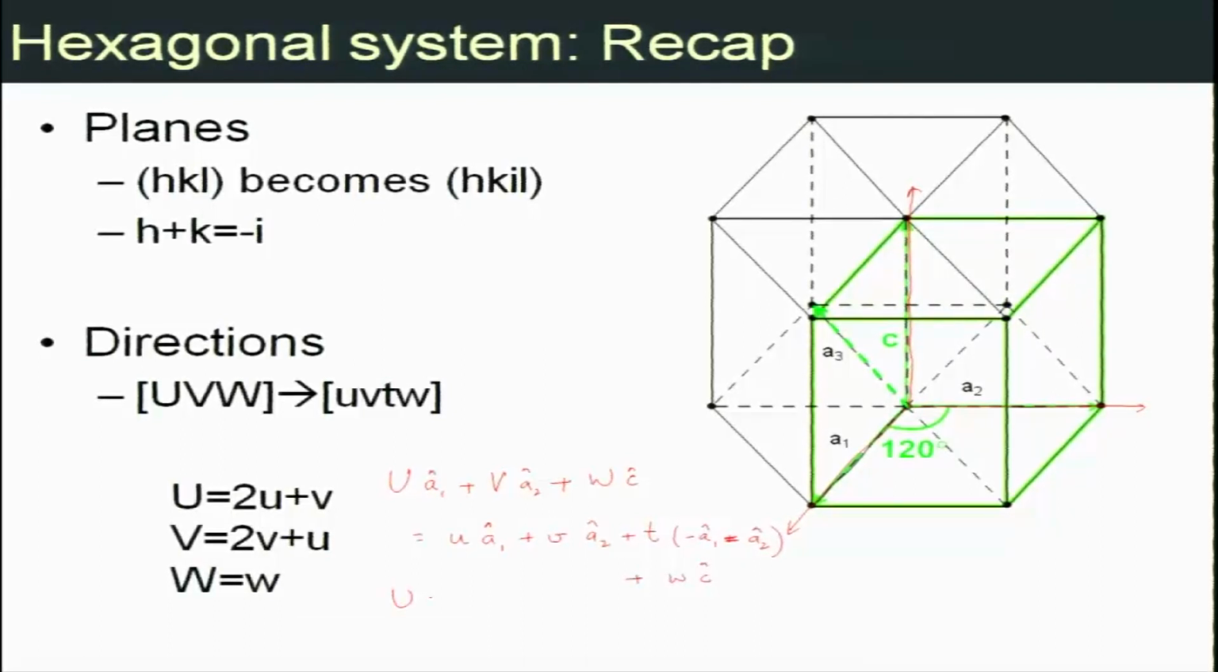capital U will be small u minus T. Capital V will be equal to small v minus T, and T is nothing but minus of u minus of v. So, this will become 2u plus v, and this will become 2v plus u, and W will remain as w. So, this is a very simple equivalence that you can set and determine what the UVW relations are.